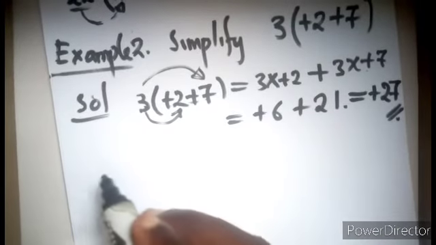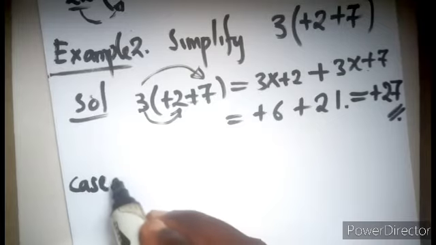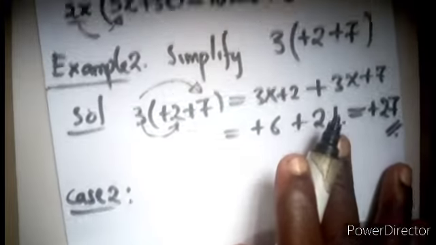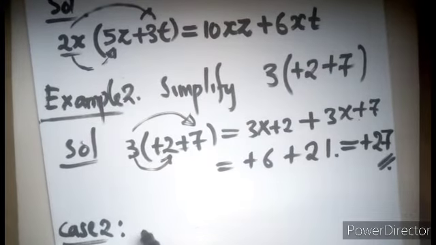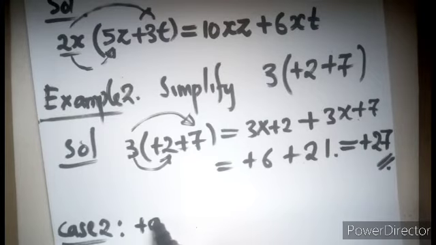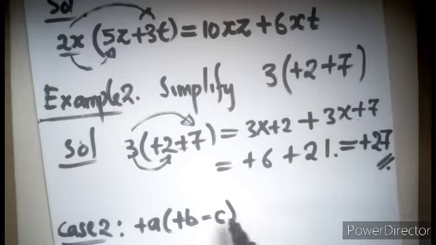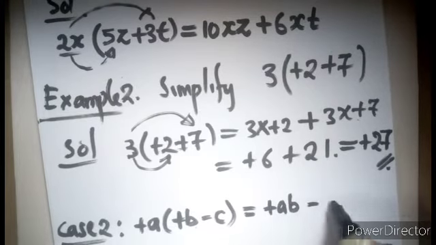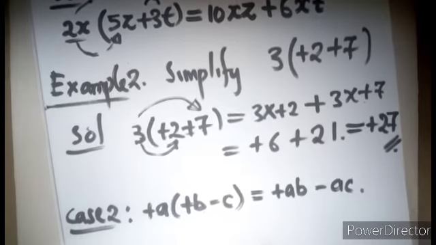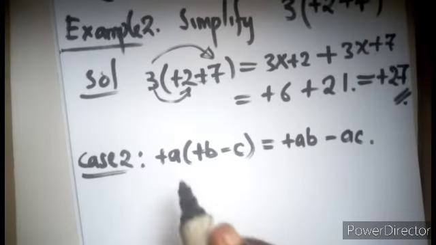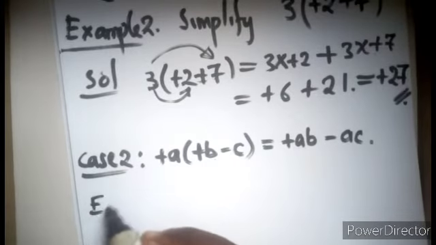Now in case 2. Case 2 is when you have a plus a into plus b, but this time around minus c, and we saw it is plus ab minus ac. Okay, now example 1 here.